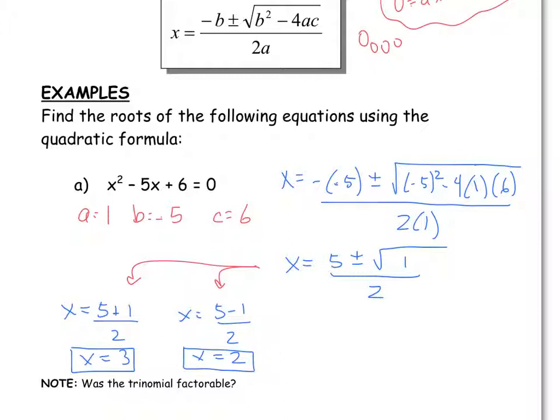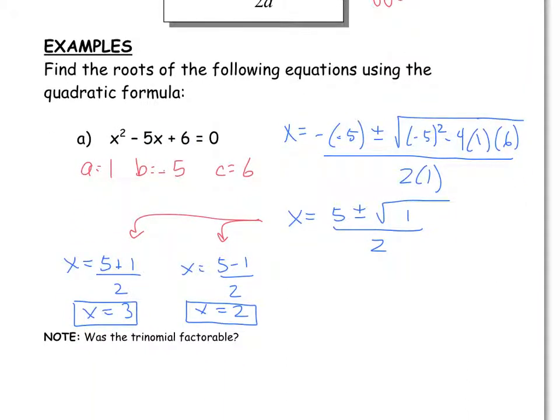Okay, well, that made it a lot harder than it used to be, right? Because if you looked at this carefully, note, was the trinomial factorable? Absolutely, yes, it was. If I were to factor this, x minus 3, x minus 2 equals 0, you'd have x equals 3 and x equals 2. So this was basically just a long way to get to the same solution. However, when it's not factorable, you don't have a choice. But when it is factorable, I would recommend you try to factor it.